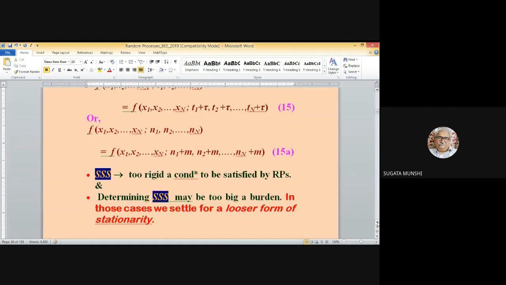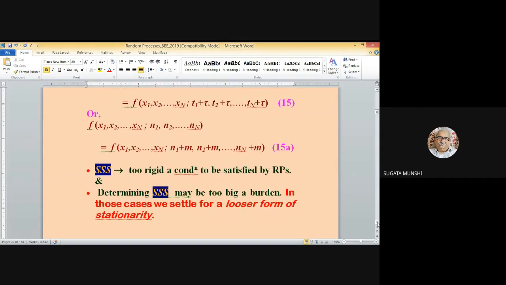So we say that a random process has kth order stationarity when equation 15 and 15a are satisfied for capital N equal to k, where k has a finite value. It's an integer, a finite positive integer.